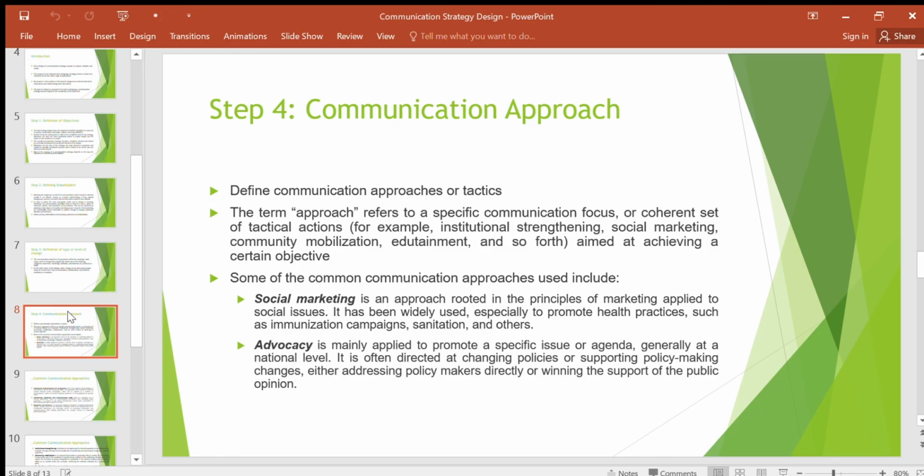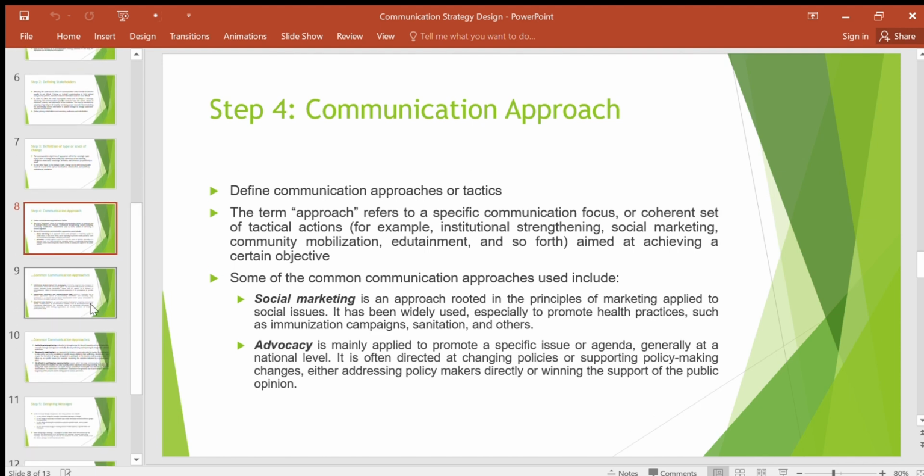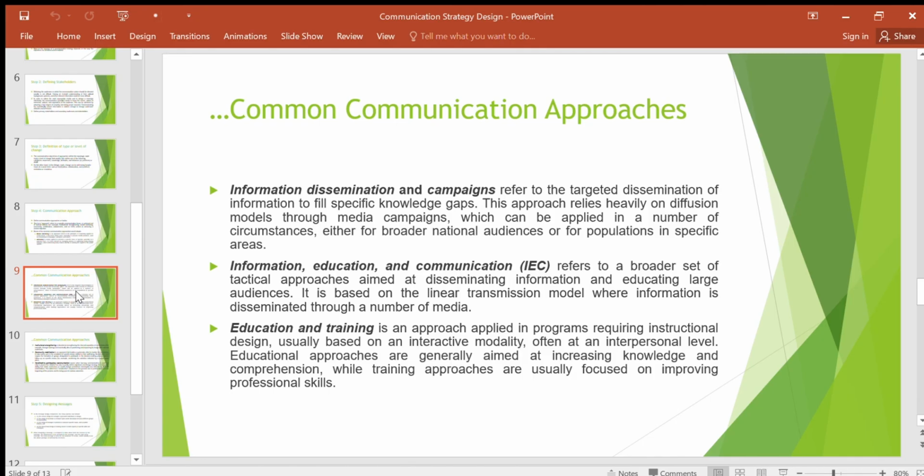We have social marketing. I've defined what advocacy is. Social marketing is an approach rooted in the principles of marketing applied to social issues. It has been widely used, especially to promote health practices such as immunization campaigns, sanitation, and others. For the others, I'm going to maybe list down for you so that you can go and find some. This could be your assignment. Go and write, define more what information dissemination and campaigns as a communication approach is, their advantages, their disadvantages.